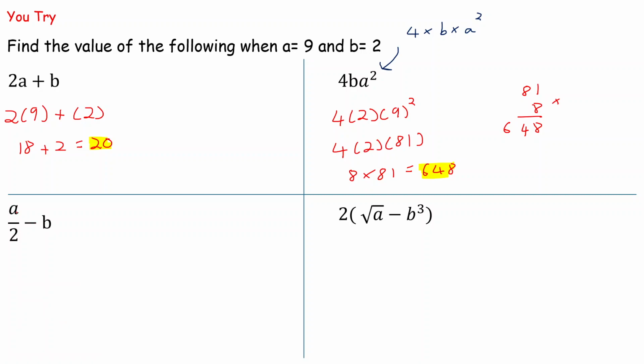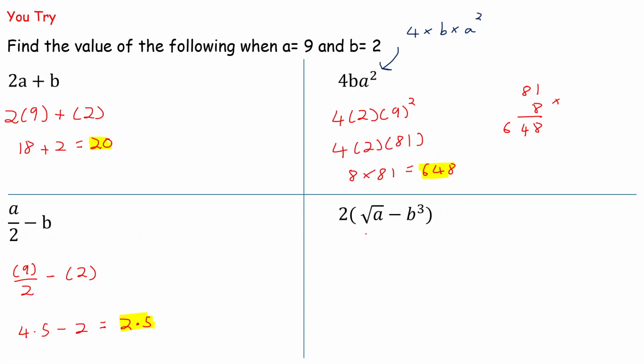A divided by 2 take away b. Well, my value of a here is 9. And maybe you're thinking I'm going to get a decimal. You will do. That is fine. I've got 9 divided by 2. I'm taking away my b value. B is 2. So take away 2. 9 divided by 2 is 4.5. And I'm taking away that 2. 4.5 take away 2 is 2.5. So that is my answer for this one. It's a decimal. That is absolutely fine. Nothing wrong with that at all.